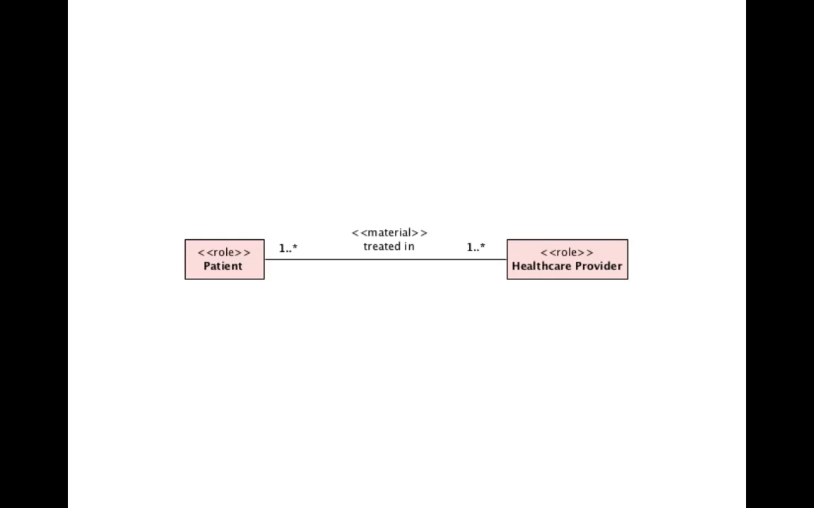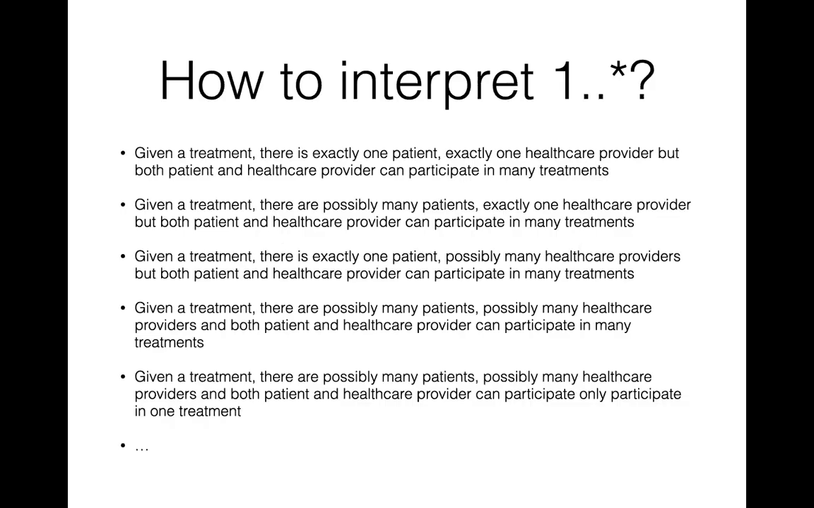There are many, many possible ways. If I say that a patient is treated by one-to-many healthcare providers, and the healthcare provider treats one-to-many patients, how do we interpret this? One interpretation is this one. Given a treatment, there is exactly one patient, exactly one healthcare provider, but both of them can participate in many treatments. Another interpretation is, given a treatment, there are possibly many patients, so collective treatments, only one healthcare provider, but they both can participate in many treatments.